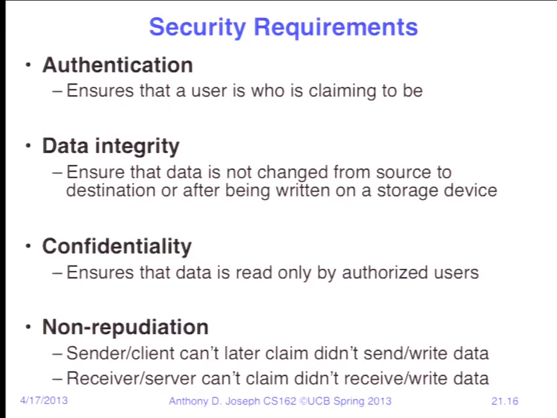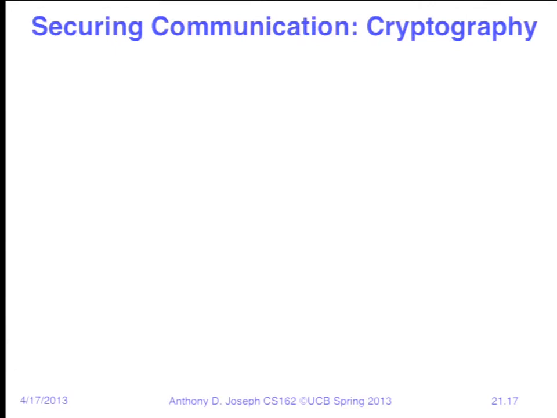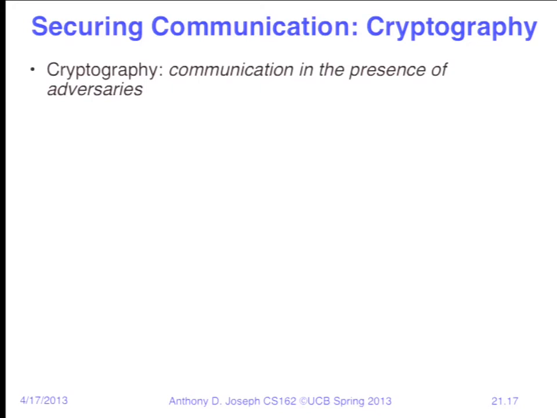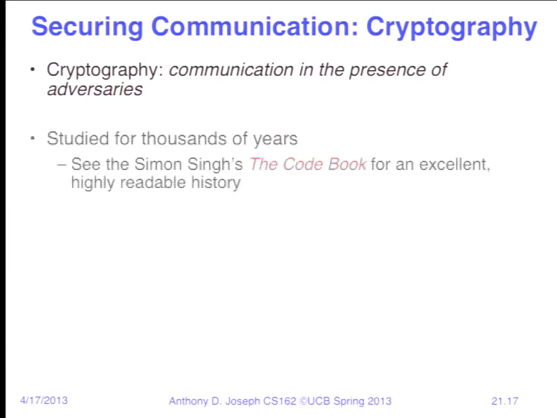So all of this depends on the field of cryptography, and that's all about securing communications. Cryptography is how we communicate in the presence of adversaries, and it's not a new problem. Right? For thousands of years, people have tried to communicate and keep their communications private. If you want to have a nice, interesting read about all of this, Simon Singh's book, The Code Book, is a very readable history of crypto systems and how people have used cryptography over a millennia.